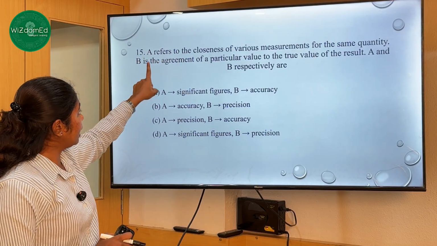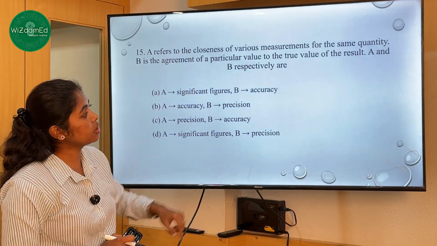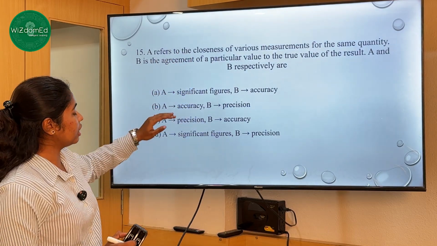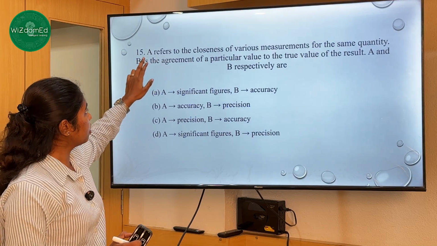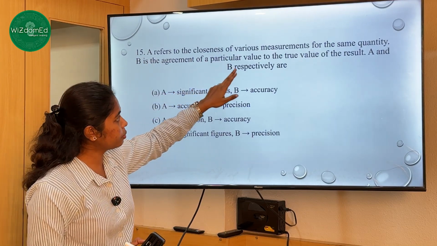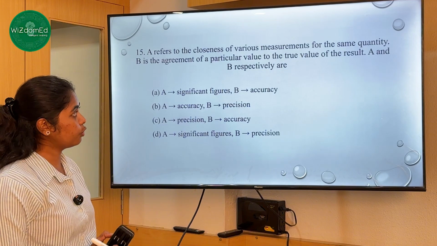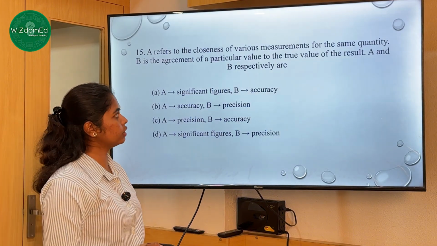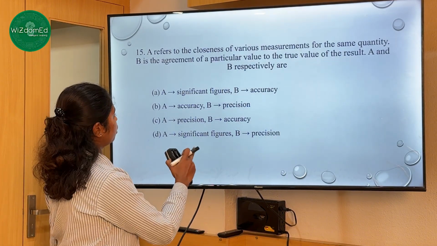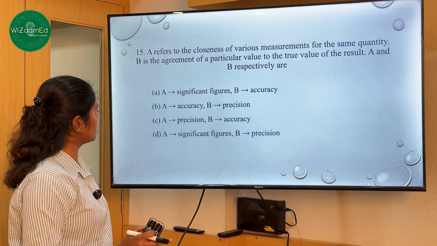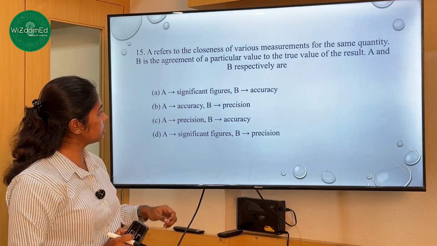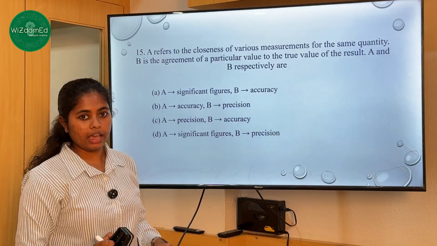As we can see, A refers to the closeness of various measurements for the same quantity. Here A is defined as precision. So A is going to become precision and B is the agreement of a particular value to the true value of the result. So B is going to become the accuracy. So the right option for this question is option C, which is A is precision and B is accuracy.